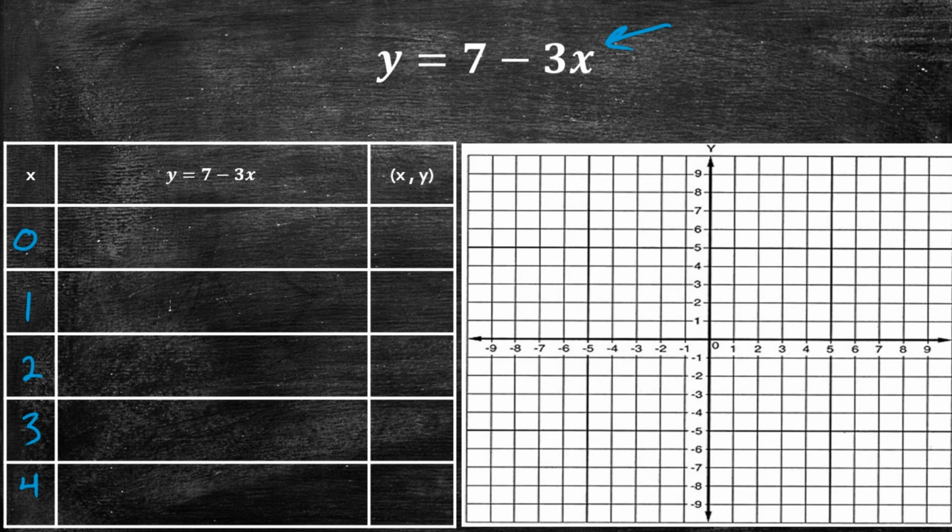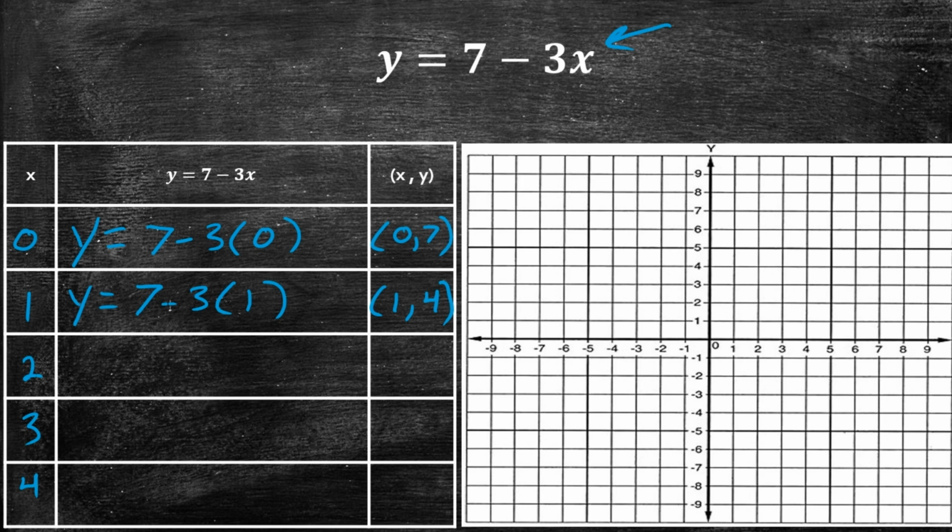So starting with 0, we have y is equal to 7 minus 3 times 0. Now 3 times 0 is 0, 7 minus 0 is 7. Therefore, our solution point is going to be 0, comma 7. On to the next one. X equals 1, so we are going to have y is equal to 7 minus 3 times 1. 3 times 1 is 3. 7 minus 3 is 4. So we will have 1 comma 4 as our next solution point.